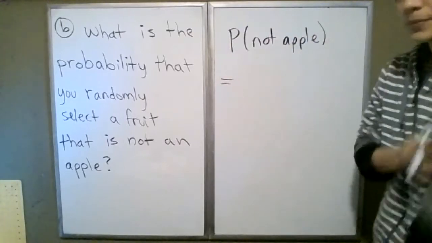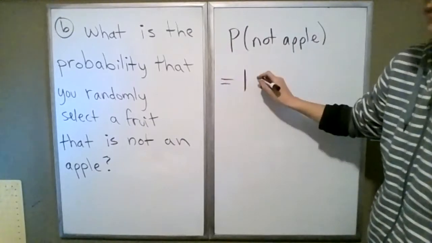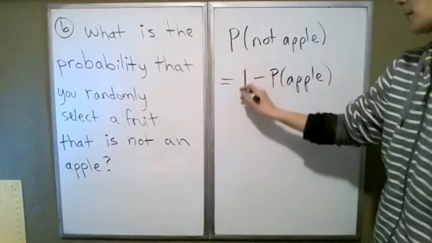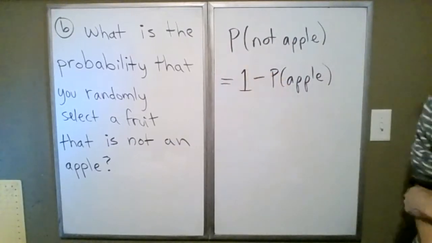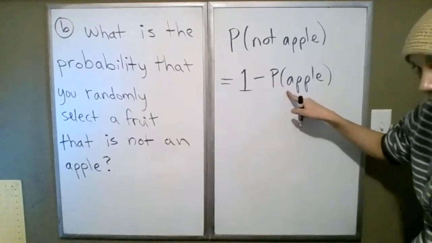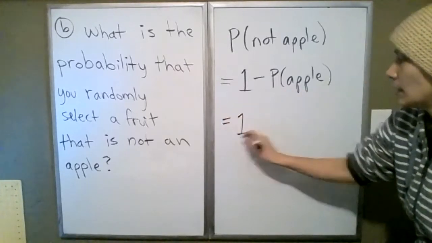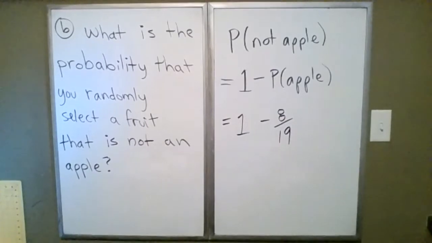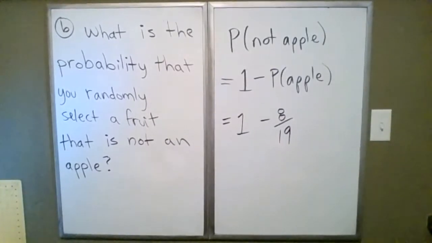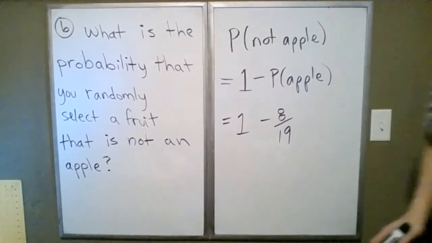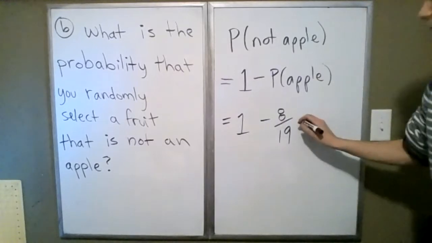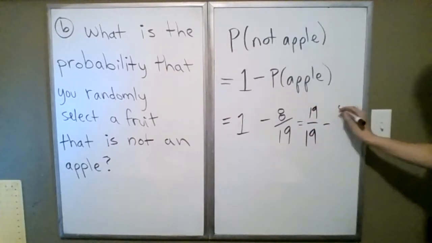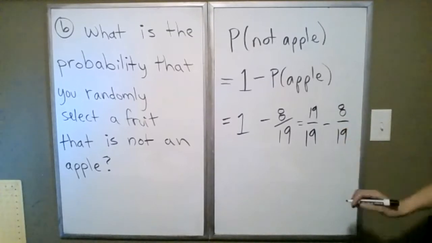Then I'm using the complement rule. You take 1, subtract the probability of the opposite event. So the probability that it is an apple. And we just found that number. It was 8 out of 19. So we've got 1 minus 8 over 19. Get the common denominator. So 19 over 19 minus 8 over 19 would be 11 over 19.